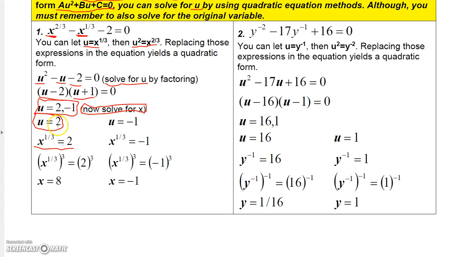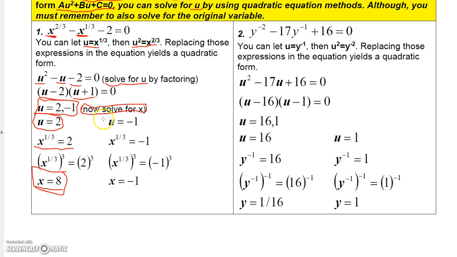So if u is equal to 2, then just replace u with your original substitution, x to the 1/3 equals 2, and then solve it. And now you can solve this because all you have to do to eliminate this exponent is cube this side and cube this side. So if I raise this to the 3rd power, it eliminates the 1/3 power and gives me x, and then 2 cubed on the other side gives me 8. So that's one of my answers.